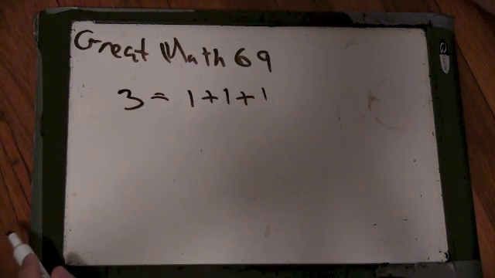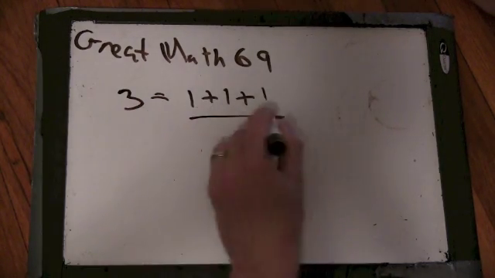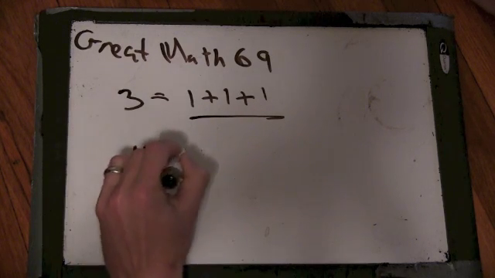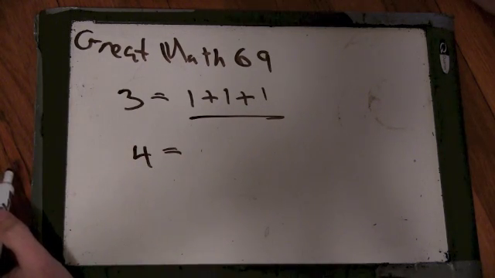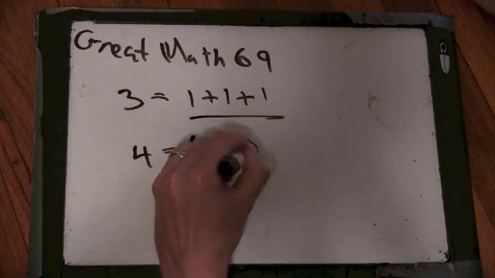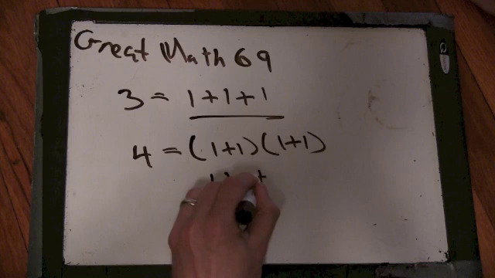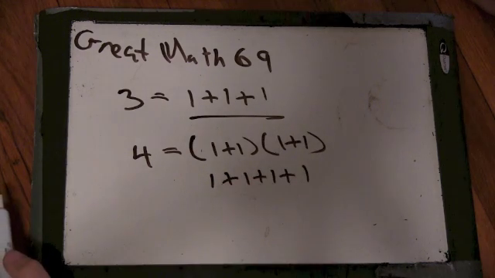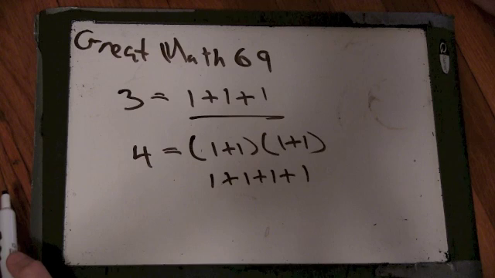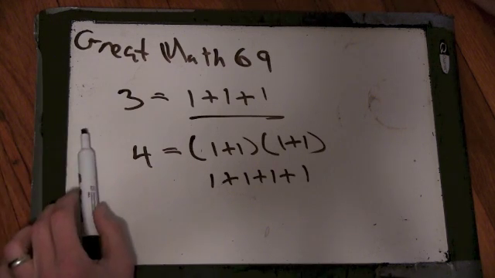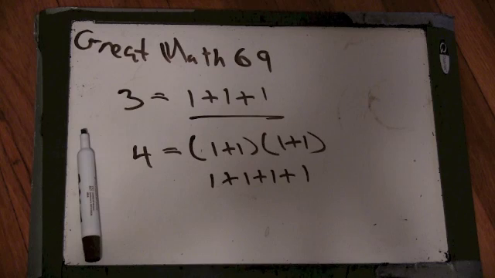So the complexity of 3 is 3. But the complexity of 4, could it be 1 plus 1 times 1 plus 1? Yeah, it sure could. Or it could be 1 plus 1 plus 1 plus 1. Either way, how many ones are we going to need? 4. Okay. And is it the least number of ways? The least number. So we're not going to get too caught up in trying to prove whether we found the least or not. But I'm going to give you a couple challenges.